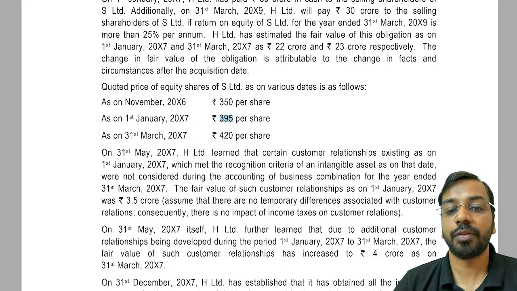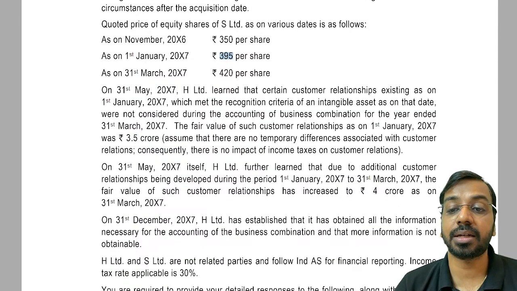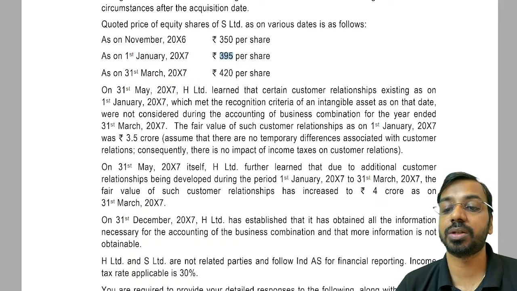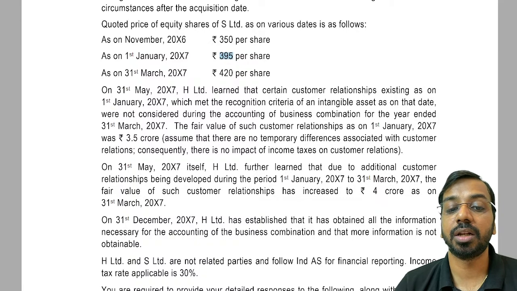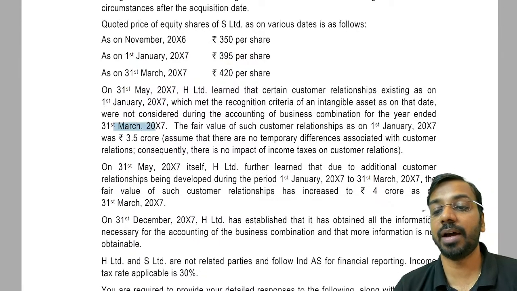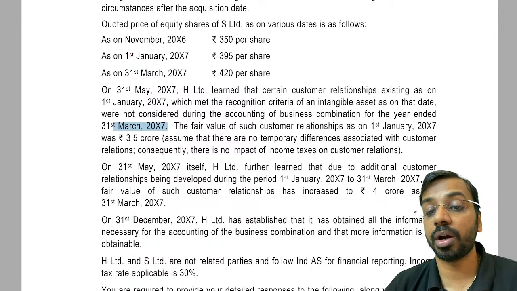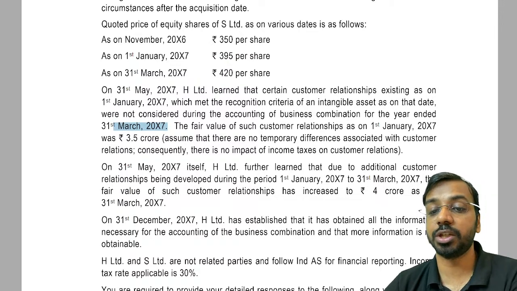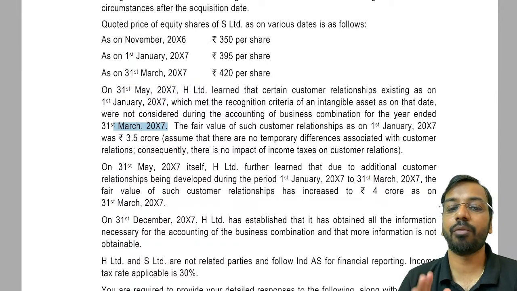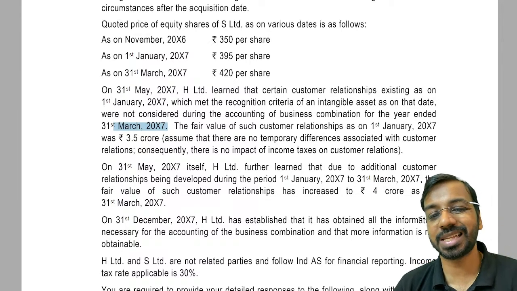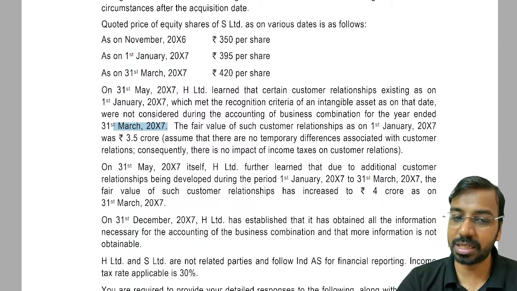Then on 31st of May, H Limited had learned that customer relationship existing on 1st of January, which met the recognition criteria of an intangible asset as on that date, was not considered during the accounting of business combination for the year ended 31st March of year 7. The fair value of such customer relationship on 1st of January was 3.5 crores. Assume there is no temporary difference. Now, please remember, we have 1 year of measurement period. This is within 1 year.